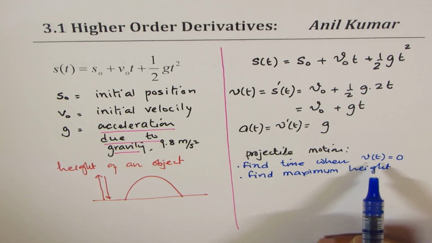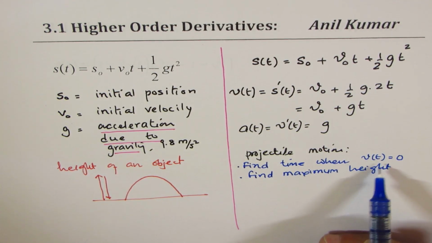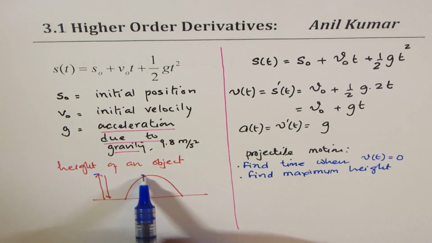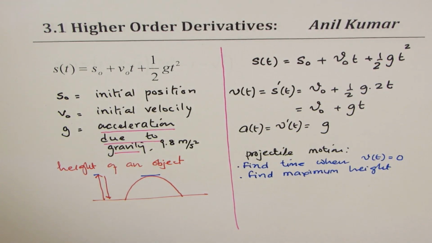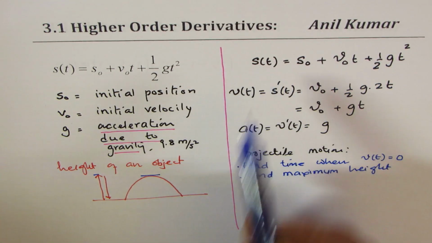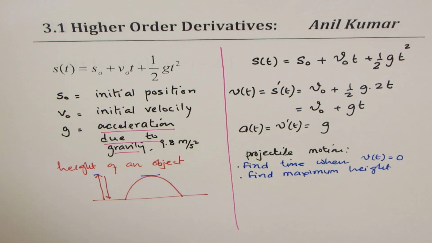So that will be the time taken from here, right? When the velocity is going to be 0, at this turning point, velocity is going to be 0. So if you substitute that time here, you can find the maximum height of an object. Great. So that is a huge application of this question.